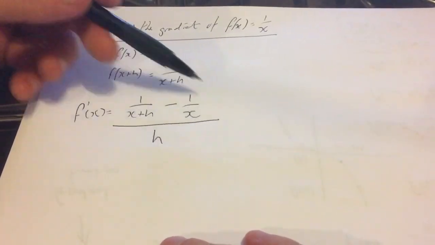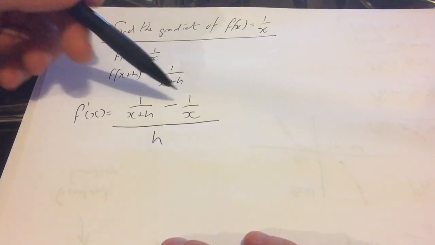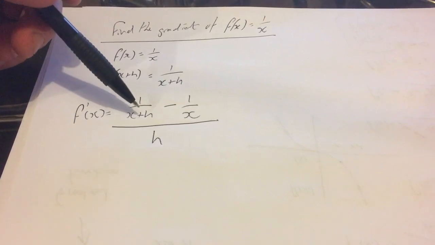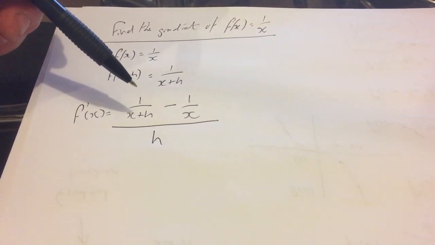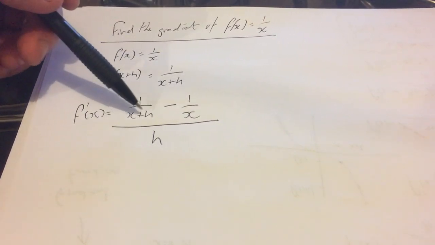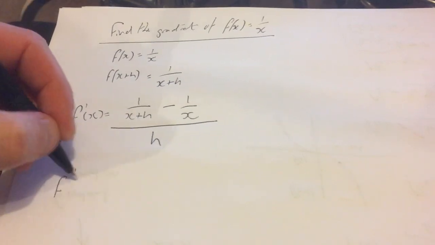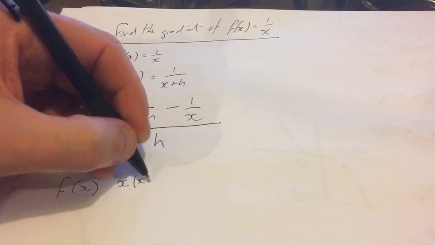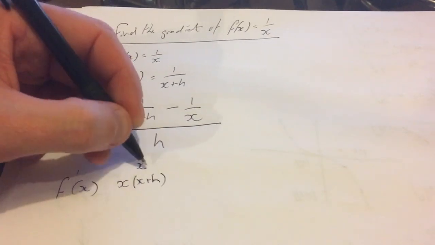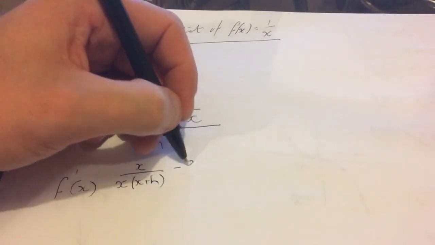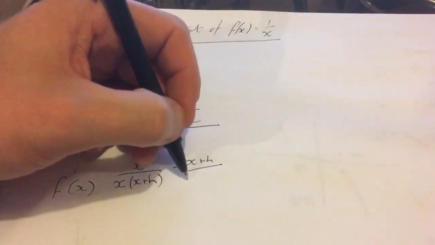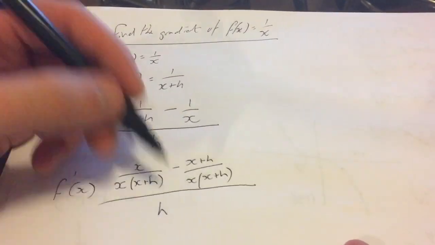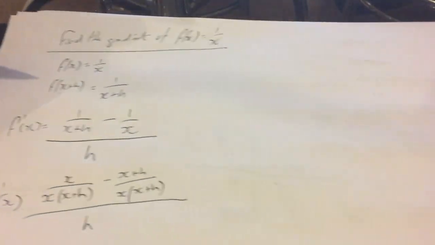So again, we're going to try and simplify this and find out what the gradient actually is. So if we subtract two fractions, remember we need to find a common denominator. So in this case, my common denominator is going to be x times x plus h. So we're going to get x minus x plus h over x times x plus h, all divided by h. I know this is a triple layer fraction, but we'll sort it out in a second.